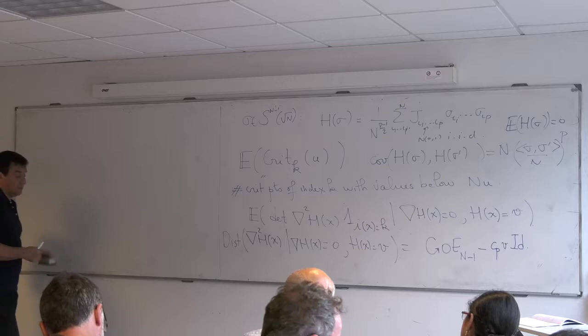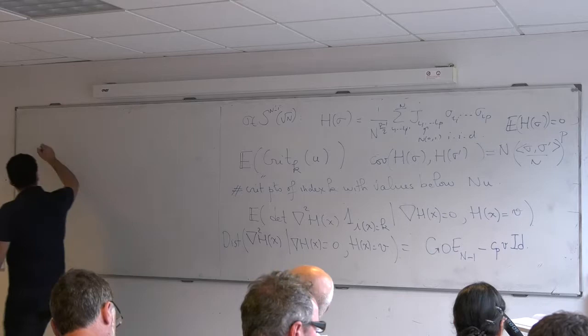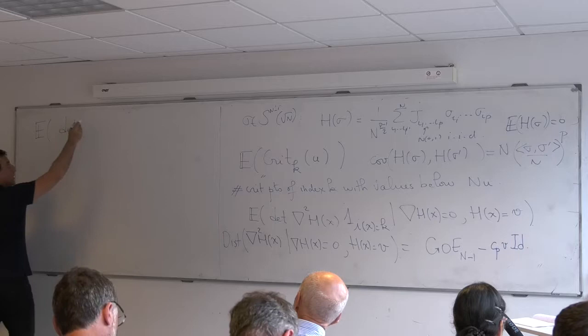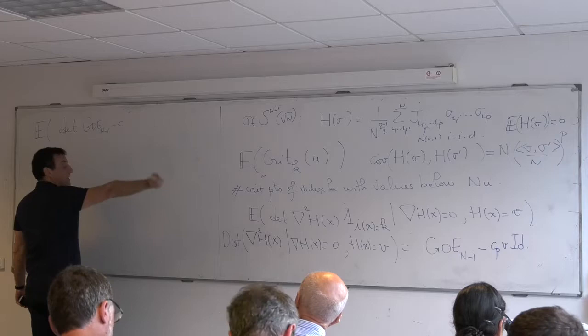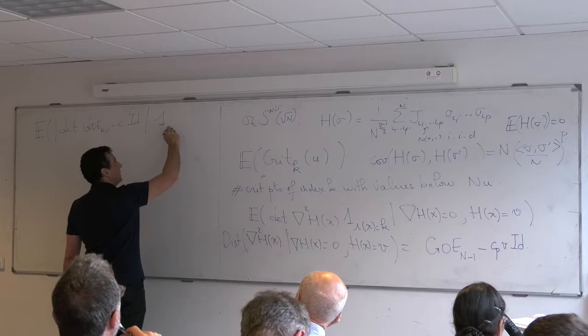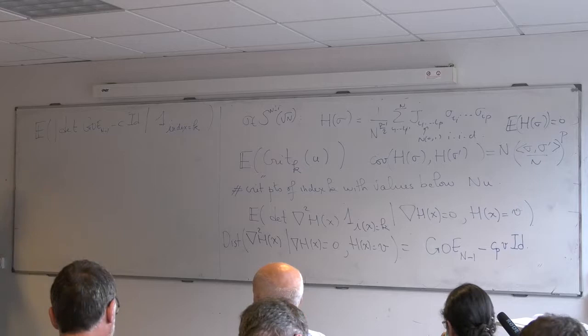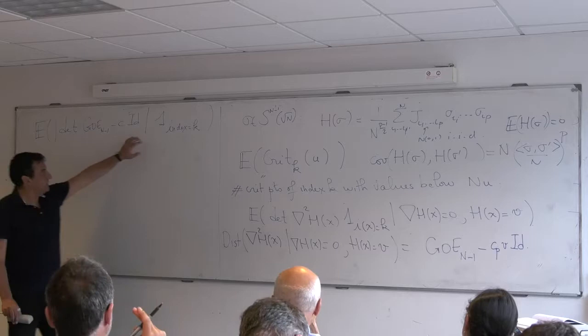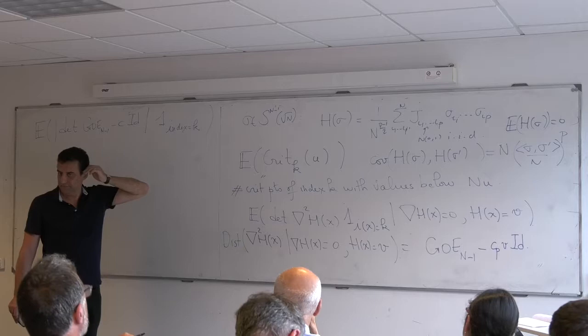So the question finally boils down to computing this. Expectation of the determinant of a GOE matrix of size n minus 1, minus a constant, let's forget that it depends on V, times the identity, absolute value, and possibly, if you want, indicator of the fact that the index is k. Okay, so that's what we have to compute, right? That's not that difficult. So first, let's forget the index k. Let's just do it for every index, okay? So let's try to do this simple problem.